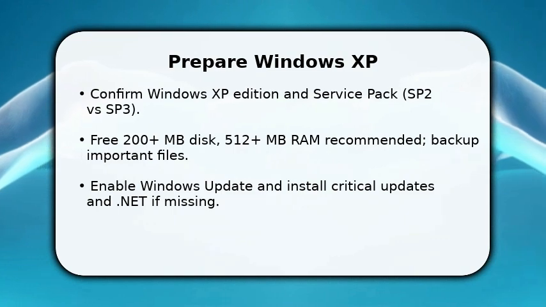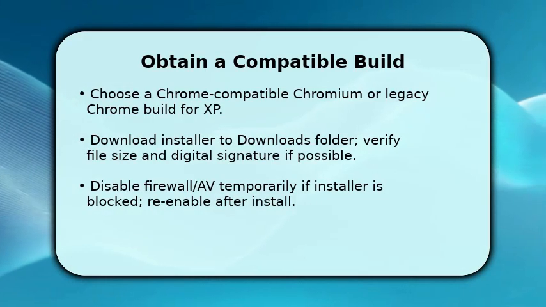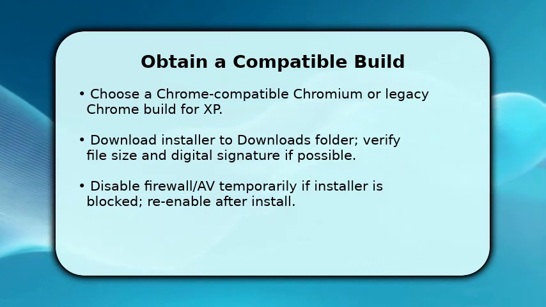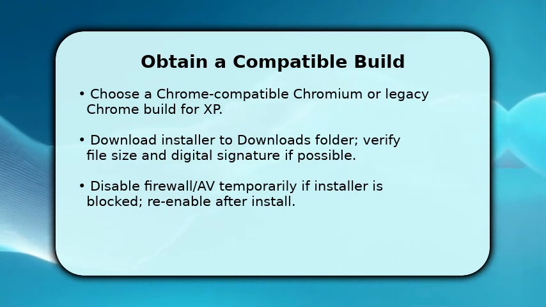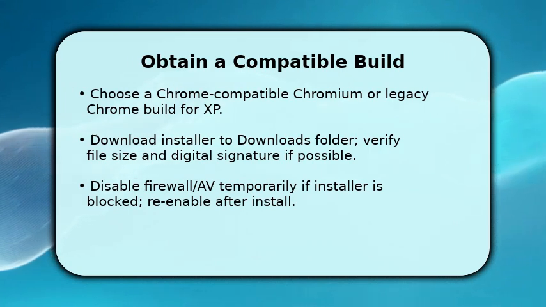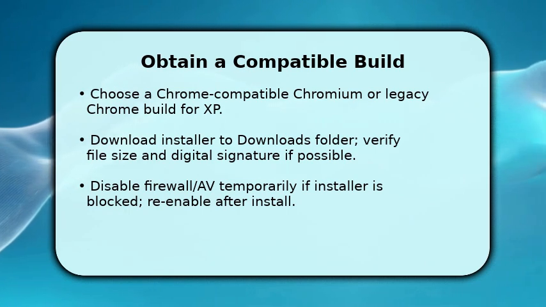Now you obtain a compatible installer. Because modern official Chrome may not support XP, pick a legacy Chrome build or a Chromium release compiled for XP. This preserves Chromium engine compatibility. Download the installer into your Downloads folder and confirm the file size looks plausible. If your antivirus or firewall blocks the installer, temporarily disable them and try again. Make sure to re-enable protection after installation.